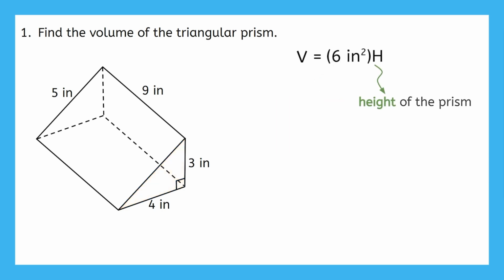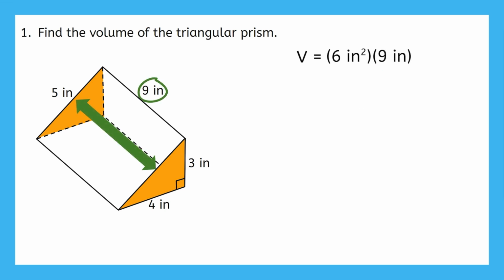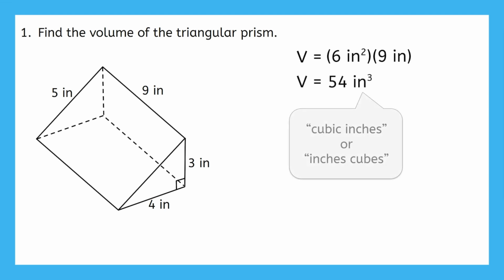What's the height of this prism? The height is the distance between the bases. Since these two triangles are the bases, the distance between them is 9 inches. If we wanted to fill up this whole prism, we can imagine stacking this triangular base together over and over again until it fills up that whole 9-inch height. Mathematically, we show that by multiplying the area of our base, 6 square inches, times the height, 9 inches, to get a volume of 54 cubic inches, or 54 inches cubed.